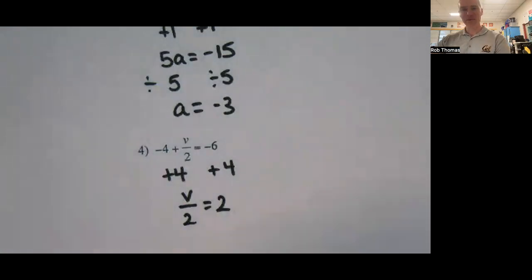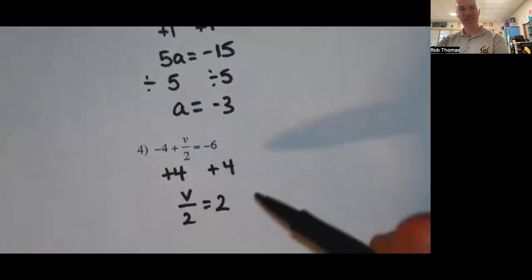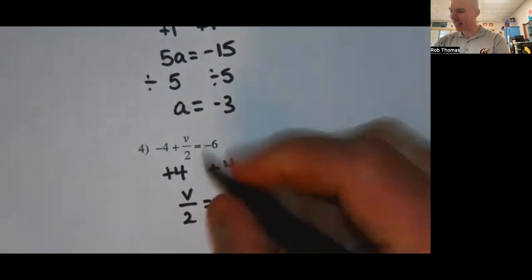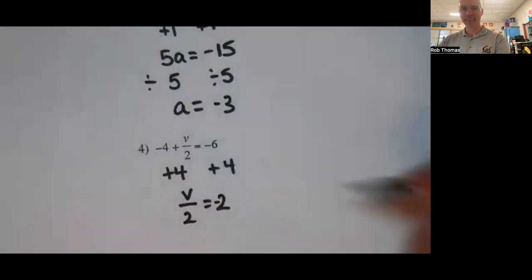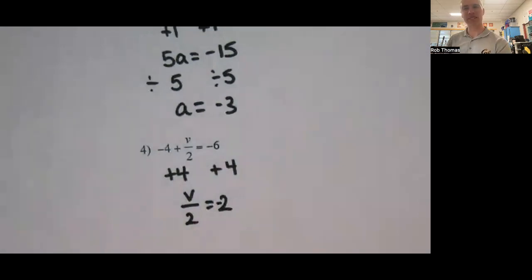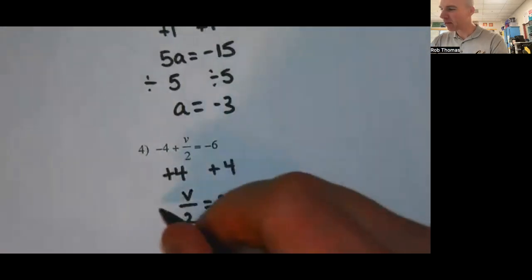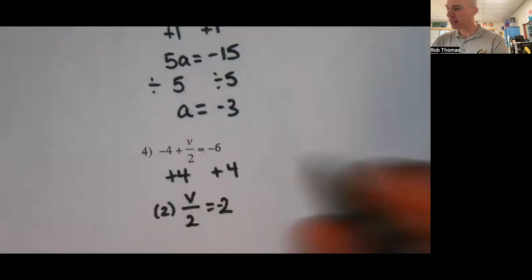Okay, so we've got v divided by 2 equals, oh, I almost dropped a negative sign there because I got distracted. So -6 plus 4 is -2. And then now I'm going to multiply both sides by 2 again. This time I'll write my multiply by 2 as parentheses on the side.